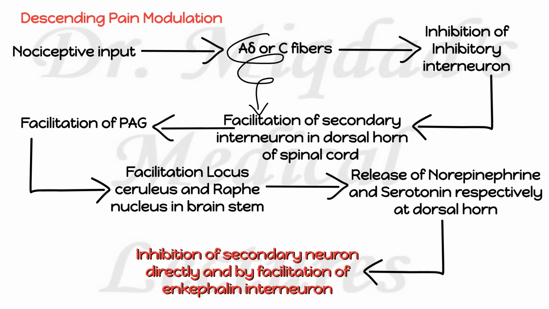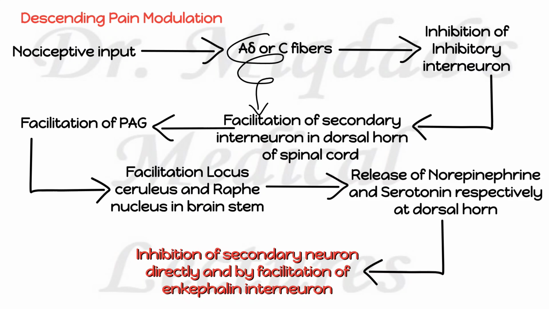For example, rubbing the ligaments at the site of pain reduces the pain by this mechanism. Then applying cold and heat reduces the pain by this mechanism, as pain and temperature use a common pathway. Application of TENS and acupuncture also reduces the pain by this same mechanism, as these stimuli are considered noxious and use the same pathway as the pain. So that's all about the descending pain modulation.